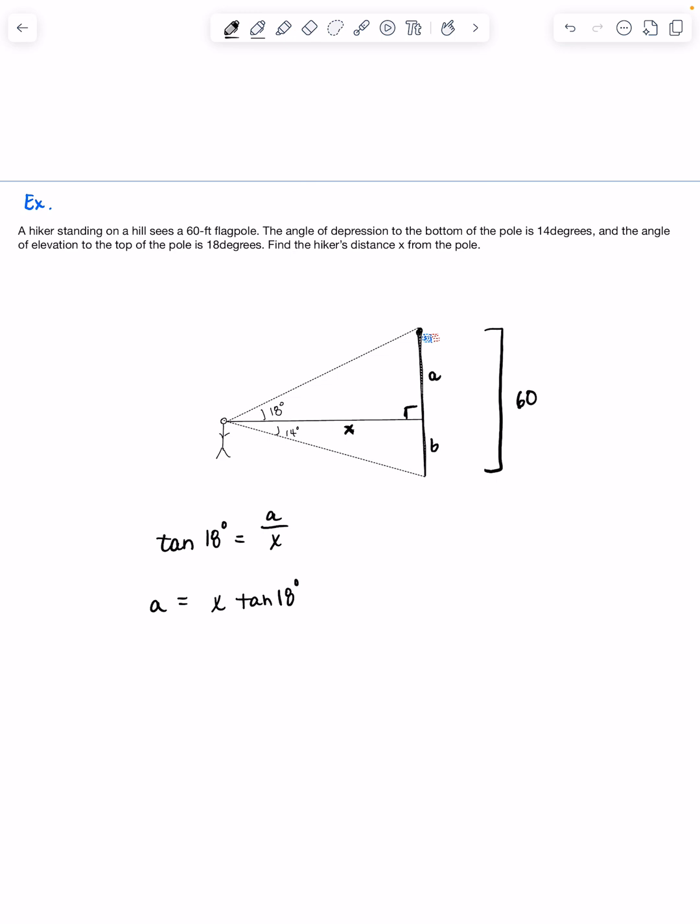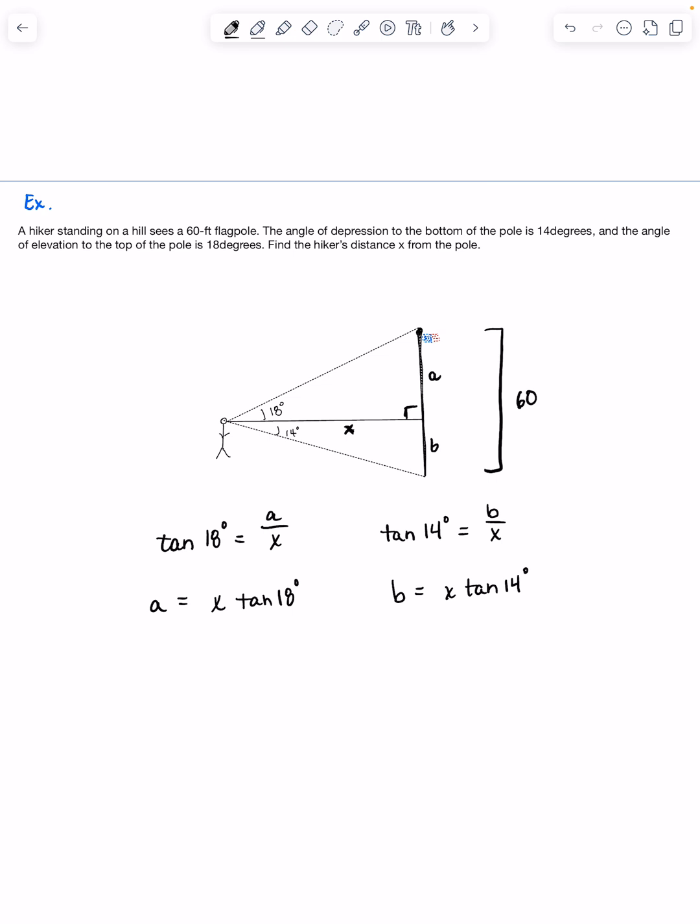Alright, I've got two unknowns there, so there's not really anything else I can do with that. Alright, if I look at the angle with the 14-degree angle, I'm doing the same thing. I'm looking across to B, that's my opposite, X is still my adjacent. So I know that the tangent of 14 is B over X, or likewise B is going to equal X times the tangent of 14. Alright, so like I said, we still got two unknowns, so where am I going with this?